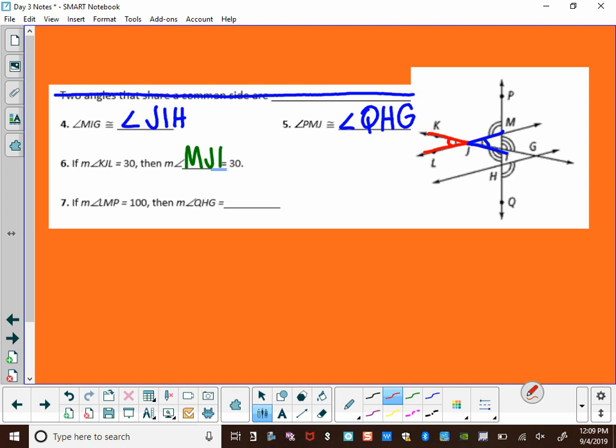So the measure of LMP, all right, so they're telling me that that one is 100 degrees. Then what is QHG? So that's also going to be 100 degrees because my hash marks are matching. So you would write 100.